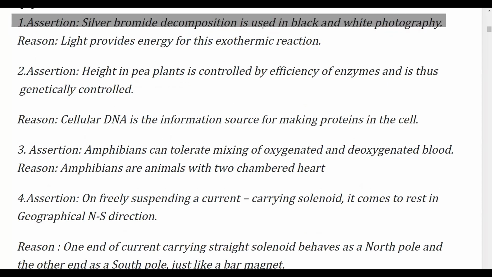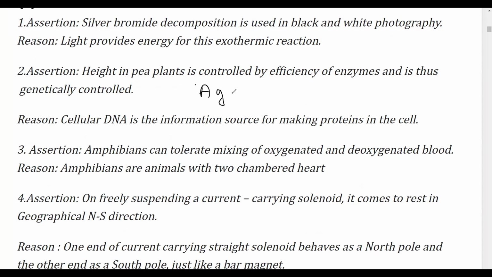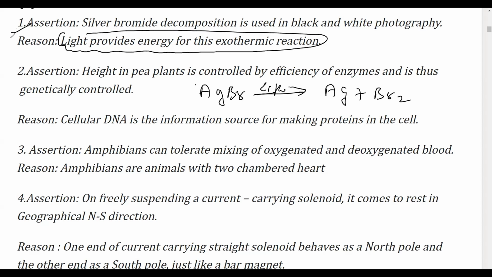That's correct. As you know, the reaction is, whether it's silver bromide or silver chloride, it's saying silver bromide, AgBr, in the presence of sunlight decomposes to give silver and bromine gas. And this has an application: it is used in black and white photography. Now it says that light provides the energy for this reaction. So first of all, the assertion is correct. And the reason is also correct because it is the light which allows this reaction to proceed. So we can say that option A is correct.